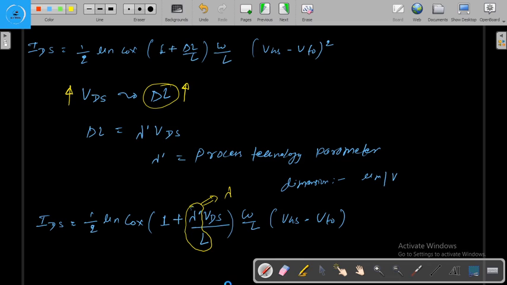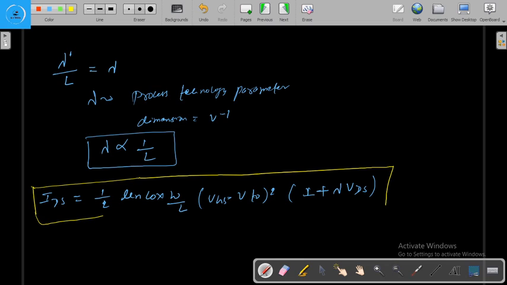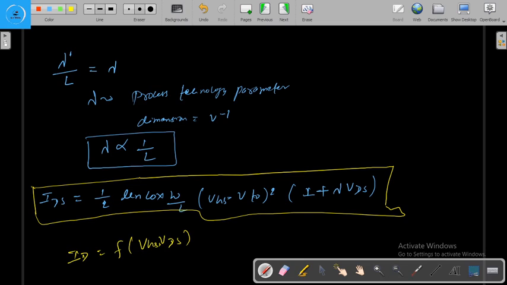So from here we can see that in the saturation region our drain current is a function of both VGS as well as VDS. From this expression we can say that our drain current in the saturation region is a function of both VGS and VDS.